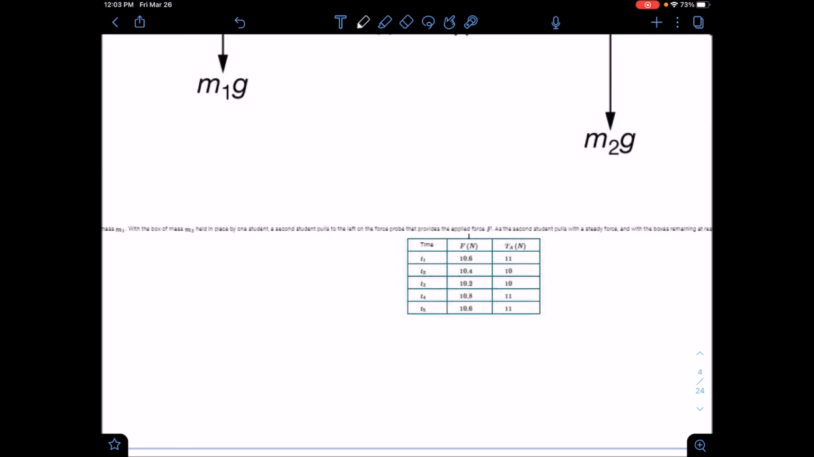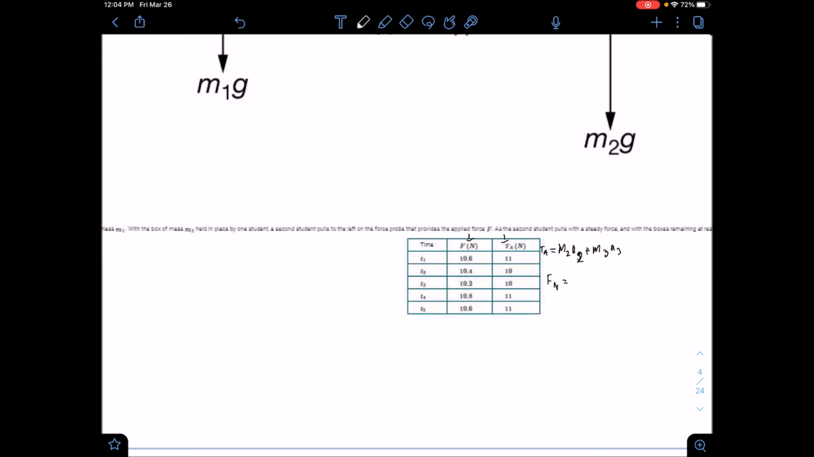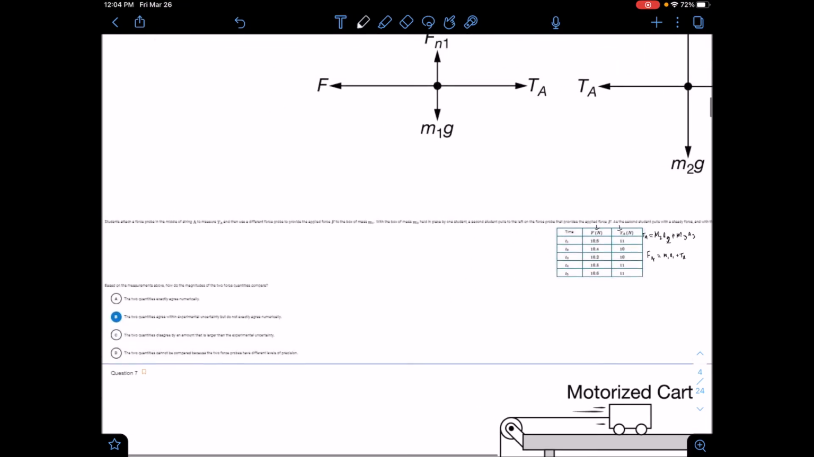Okay, so over here is the total force. Over here is the tension force in part A, which includes M2A2 plus M3A3. That's what TA is equal to. And the force will be equal to M1A1 plus TA. So based on the measurements above, how do the magnitudes of the two forces compare? Okay.